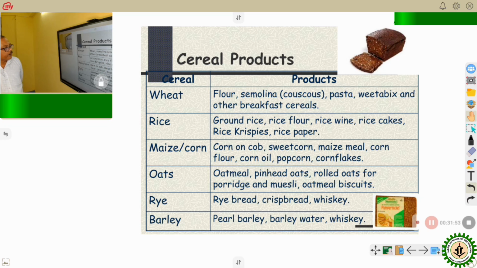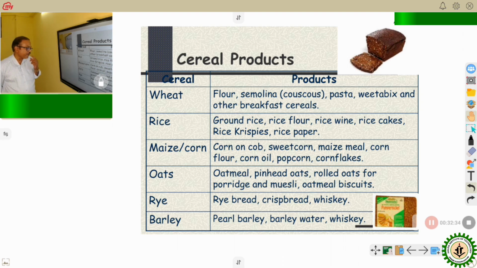Cereal products: wheat, flour, semolina, pasta, Weetabix, and other breakfast cereal; ground rice, rice flour, rice wine, rice cakes, Rice Krispies, etc. Maize: corn, corn on the cob, sweet corn, maize meal, corn flour, corn oil, popcorn, corn flakes; oats, oatmeal, pinhead oats, rolled oats for porridge and muesli, oatmeal biscuit, etc.